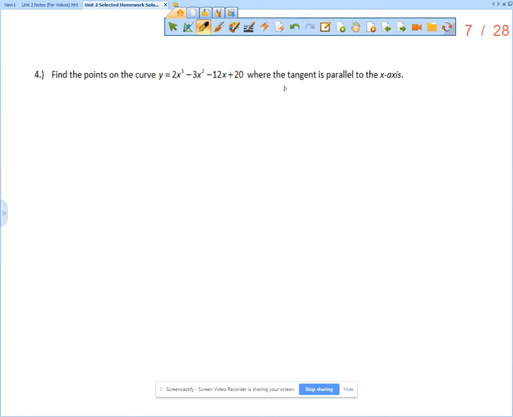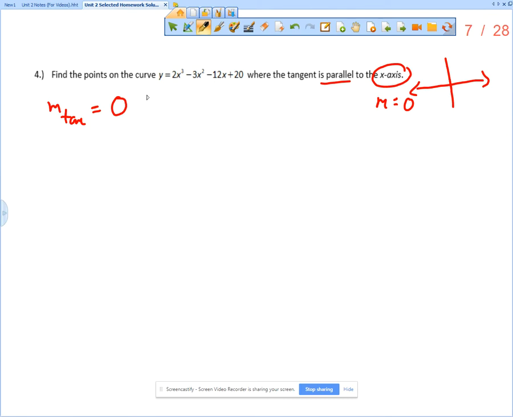All right, so the tangent is parallel to the x-axis. Let's think about the x-axis. What is the x-axis? Well, the x-axis, of course, is this horizontal line, right? So if it's a horizontal line, that means it has a slope of 0. So if the tangent is going to be parallel to this line, what does that mean? That means that the slope of the tangent is 0. It's the same as the slope of the x-axis.